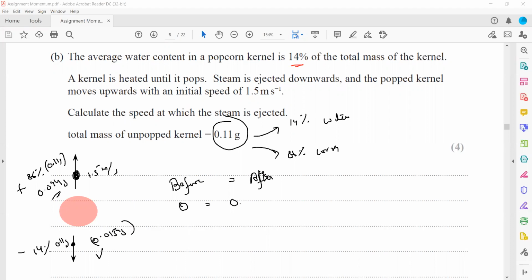So it will be mass 0.0946 multiplied by velocity 1.5 plus the mass 0.0154 into velocity, because if this is positive velocity, this will be negative. So we'll write it as minus v. And we just solve the equation. So the speed at which this water comes out is 9.2 meters per second. You can convert the mass into kilograms, it won't make a difference to the final answer because you have to divide the two values. Is this part clear? Any doubt in part B?